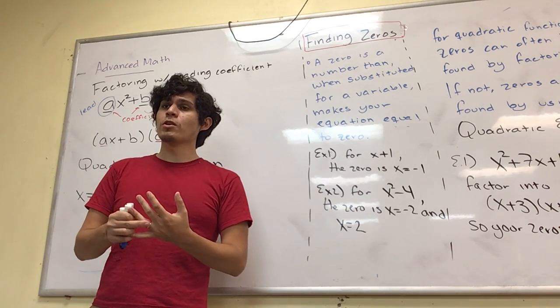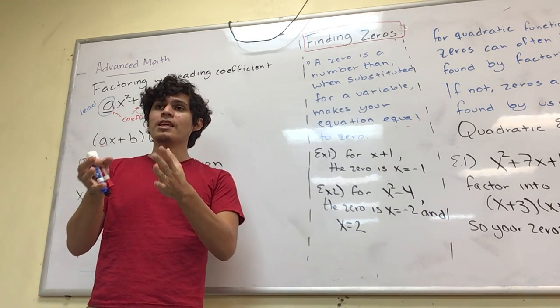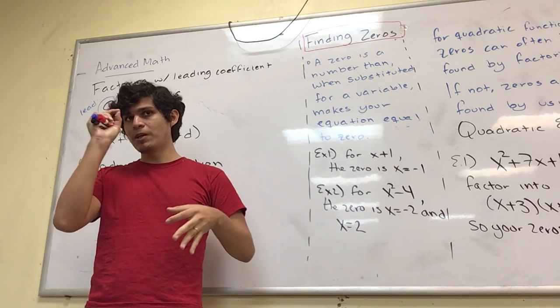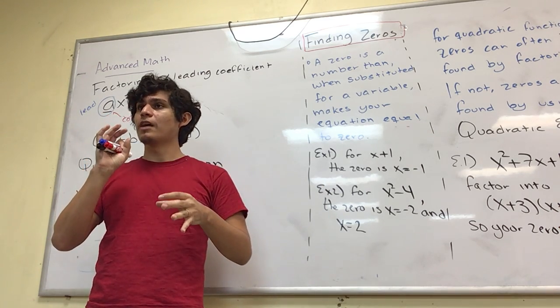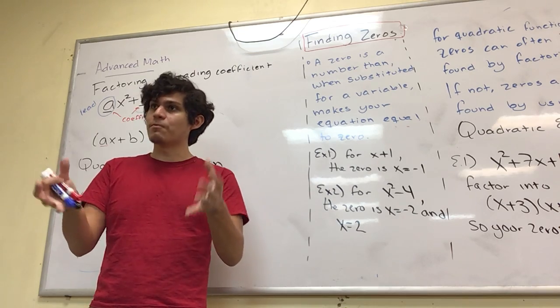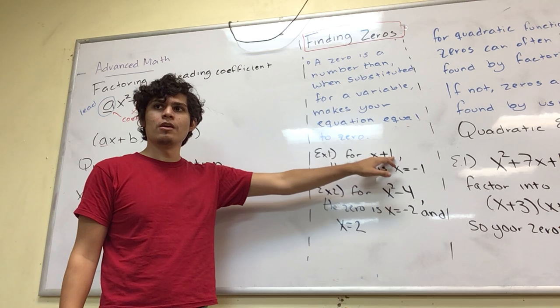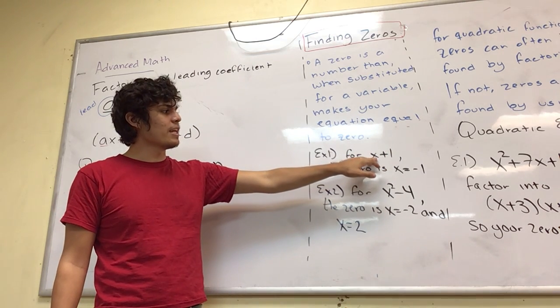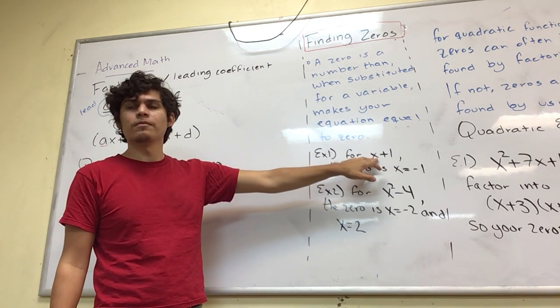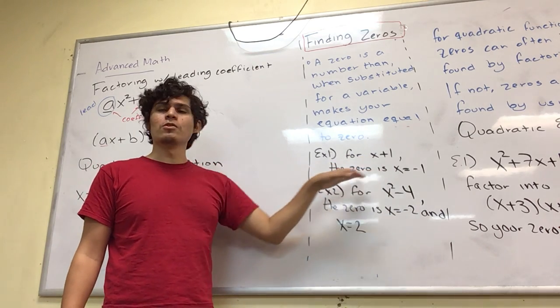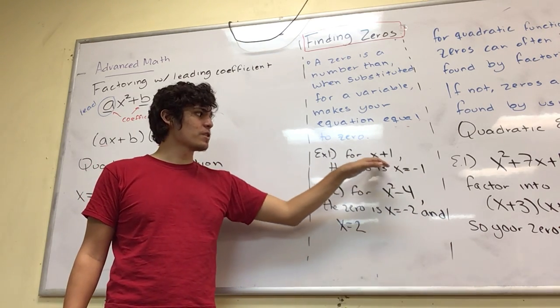Un cero es cuando tienes una ecuación y quieres que todo te dé cero, le vas a poner un número. Y ese número se llama el cero de la función. Por ejemplo, Eric, for x más 1, ¿qué número le podría poner a x para que todo me salga en cero? -1. Muy bien. So then you say that the zero is -1 for this particular function.